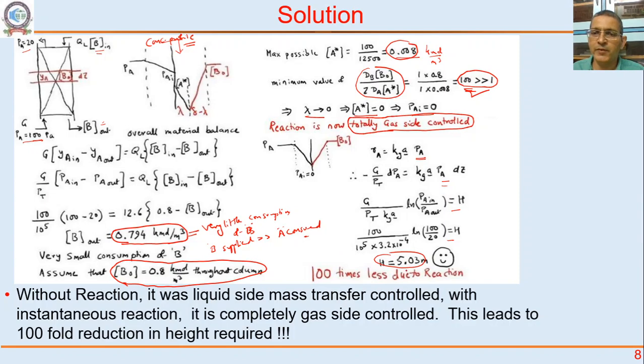Now H is 5.03, 100 times less. You see? That's how mass transfer helps us. That's the enhancement in mass transfer because of reaction. Right? Liquid side resistance is eliminated completely.